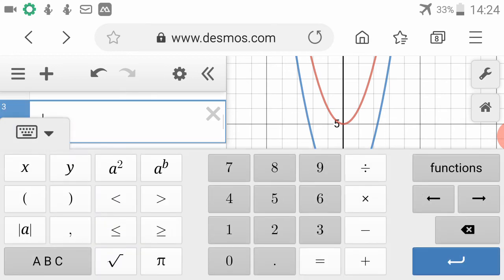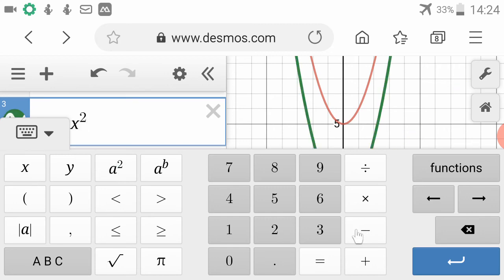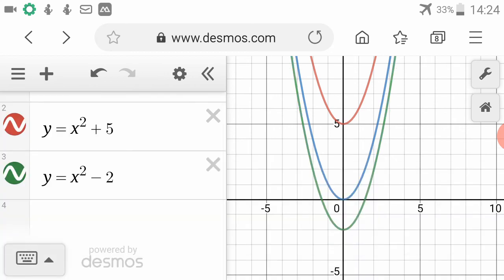Guys, can you expect the situation when you subtract a number? Let's type another quadratic function, y equals x squared. This time I'm going to minus a number. Guys, look at this green one. When I minus 2 from x squared, the blue parabola shifted down to be green, and it was moved down 2 units.